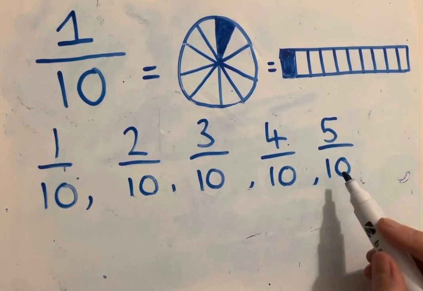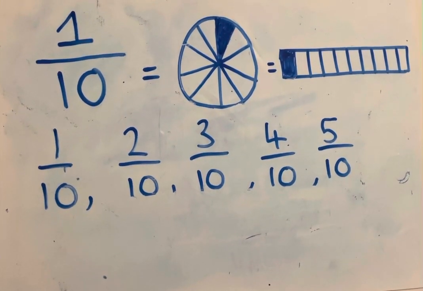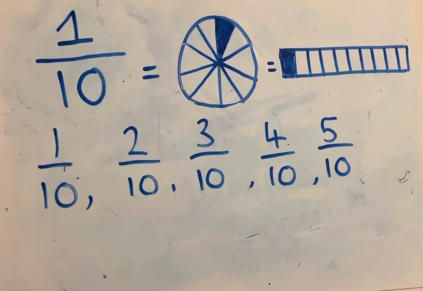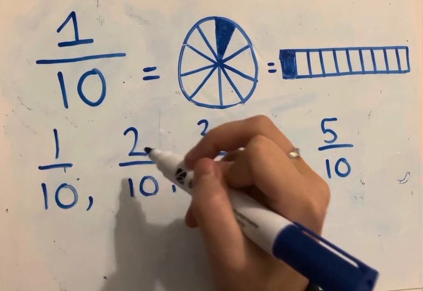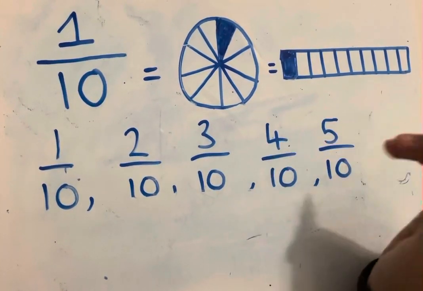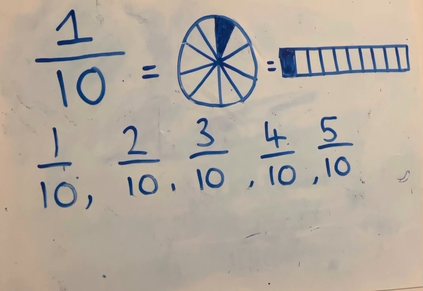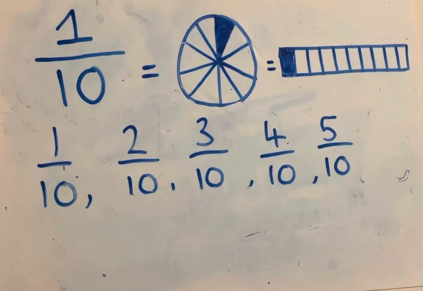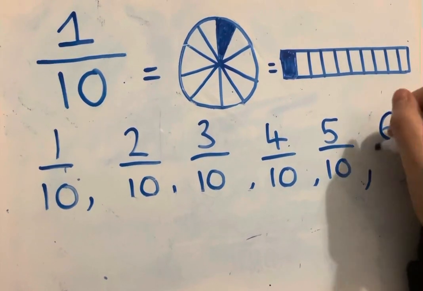Have a look at this sequence and have a think about what you think would be the next fraction in this sequence if we know that it goes 1/10, 2/10, 3/10, 4/10, 5/10. So each time we're counting up in 1/10, what would be the next number in the sequence? It would be 6/10.